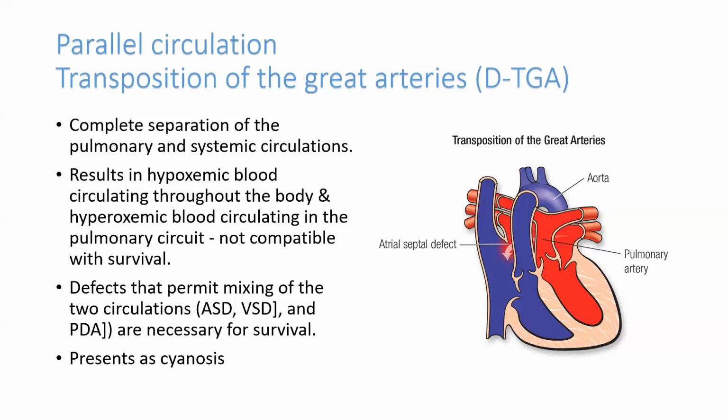And this can either be at PDA level, which is why it becomes a duct-dependent lesion, or if there's an ASD, which sometimes, as we are going to see, we need to create as a palliative intervention to ensure survival, or some of the babies might present with a VSD. If they have a VSD which is non-restrictive, they may not go into early cyanosis. Where there is an intact interventricular septum, then once the ductus is closed, it presents also with cyanosis as the main finding.